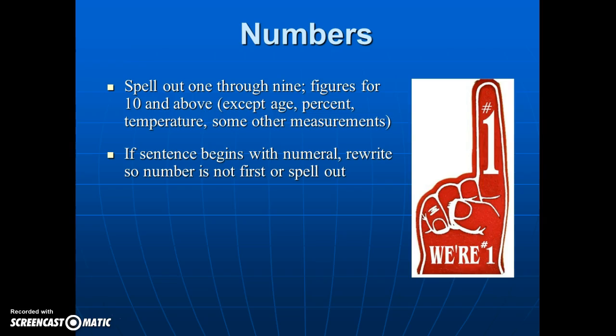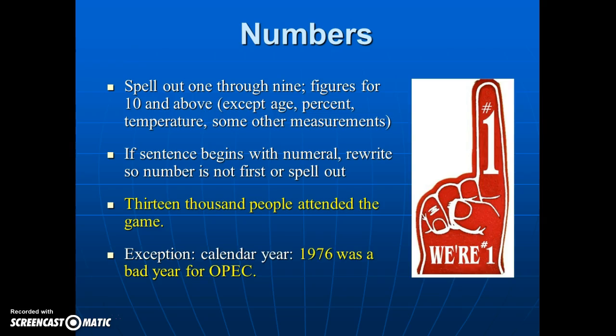Another difference is if a sentence begins with a number, we rewrite the sentence so the number is not the first word, or you have to spell out the whole word. So you'd spell out 25. The exception to that is if it's a year, a calendar year. 1976 was a bad year for OPEC, but thirteen thousand people attended. We go ahead and spell that out. The third example is if you just switch around and say the crowd surpassed 13,000, then you'd use the number 13,000.